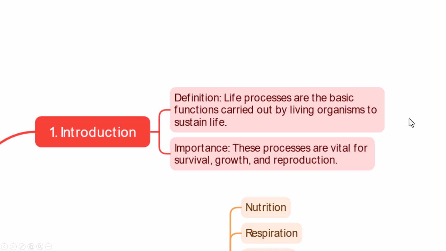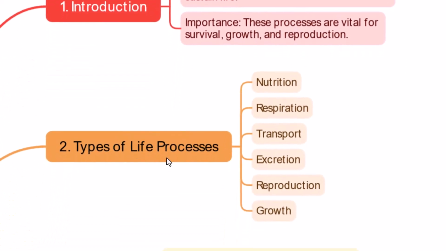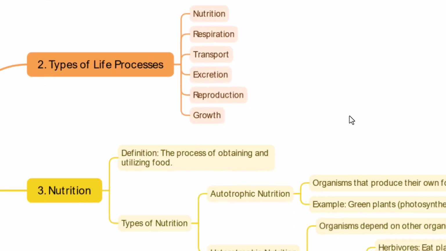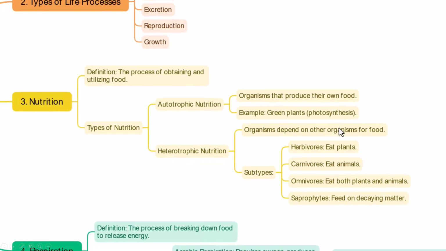Okay, then next comes the types of life processes. Types of life processes listed very well here. First is nutrition. Next, respiration, transportation, excretion, reproduction, and growth. And there is definition to every one of them. First is the nutrition. So there's the definition, then the type, autotrophic, heterotrophic, the subtypes.